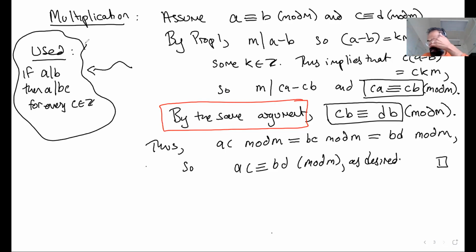So the upshot really is that you can simplify, you can reduce modulo M before doing the arithmetic, and you get the same answer. That's not obvious, and that's a very powerful thing, as we'll see in a moment. Any questions before I go to the next section?